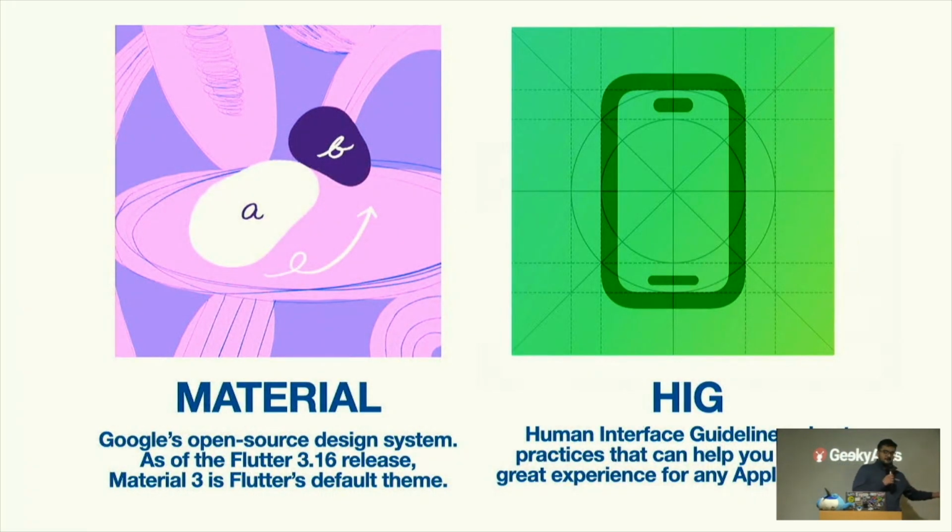So in Flutter, as Flutter developers, you might be accustomed to Material, which is the design language by Google. It's open source. And as of Flutter 3.16 release, this was also at the start of this event, Material 3 is Flutter's default theme. And similarly, for Apple, there's HIG, Human Interface Guidelines, which is like the best practices for what you want to do when you're building applications for Apple's iOS platform, Mac OS, or Watch OS. So all of these guidelines are covered in HIG.